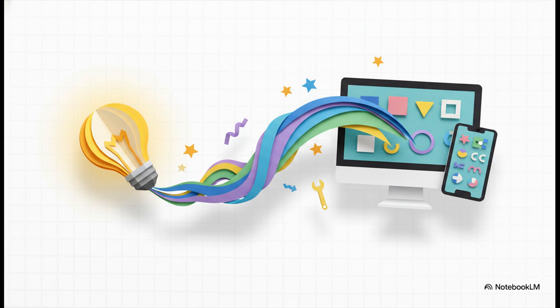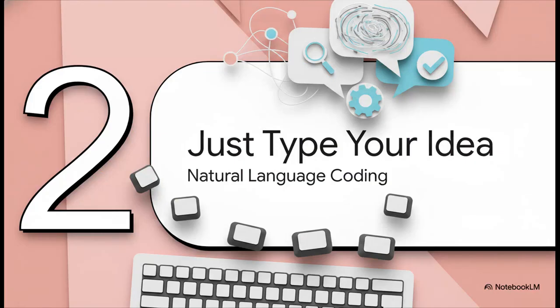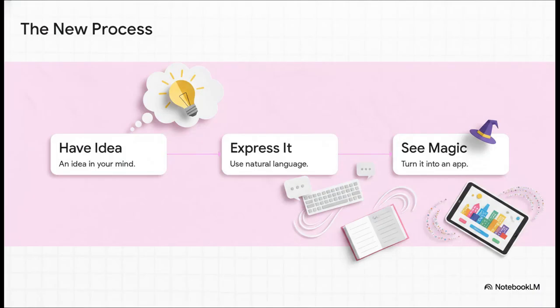Catasta points out that this shift is just profoundly impactful. I mean, giving people the power to create like this is quite literally changing lives. Which brings us to Section 2. Just type your idea. Natural language as the new code. And this brilliantly illustrates how the process works in practice.